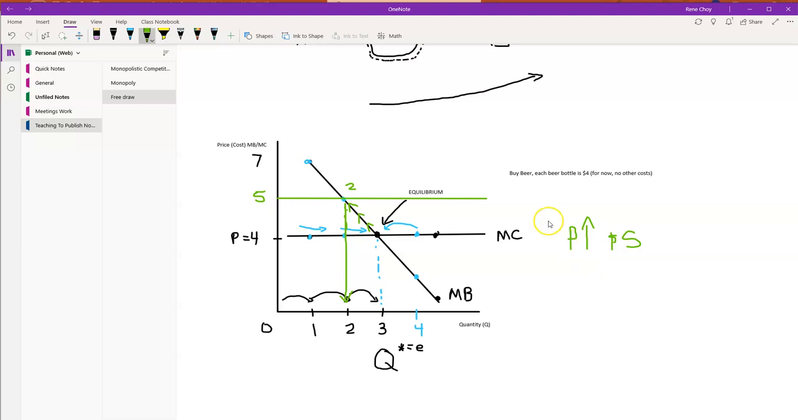So equilibrium is a moving target, and it's a target that we can move by making changes in marginal cost and marginal benefit. So an increase in cost makes the quantity of equilibrium decline, while a decrease in cost makes the quantity of equilibrium increase. Notice that if I lower the cost of beer to say $2, then equilibrium changes and I will consume more beer.